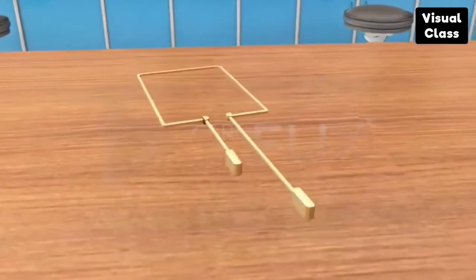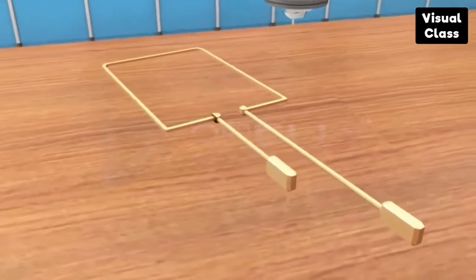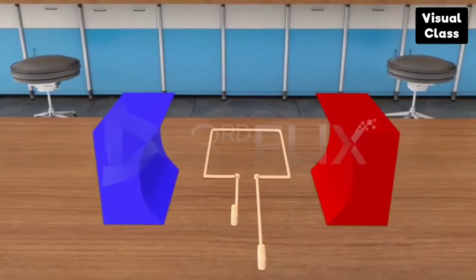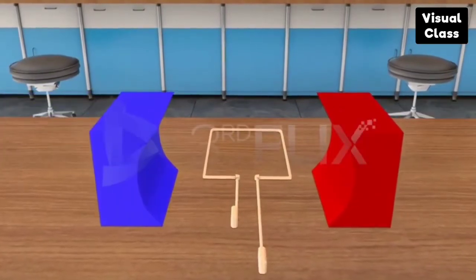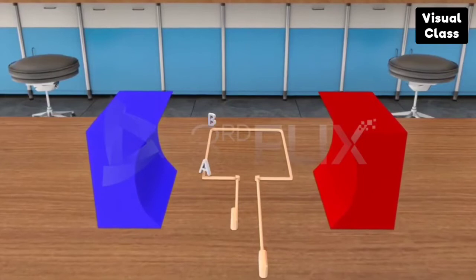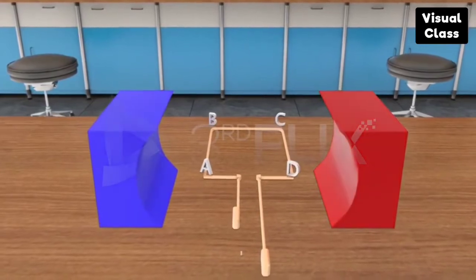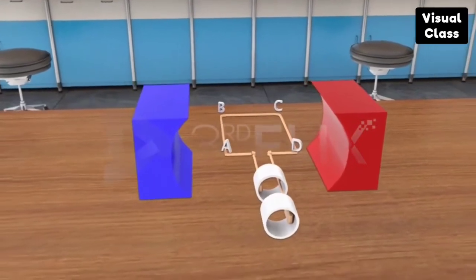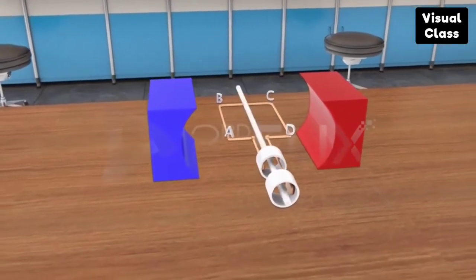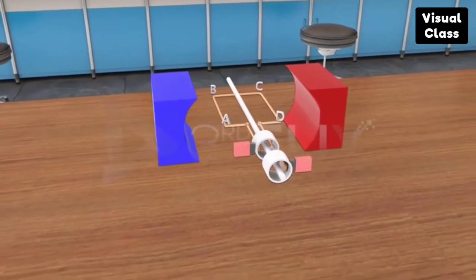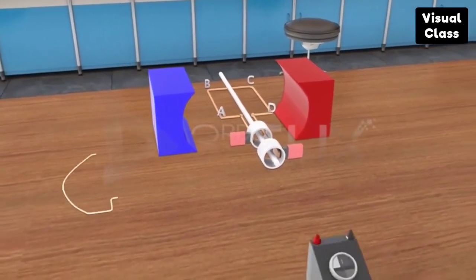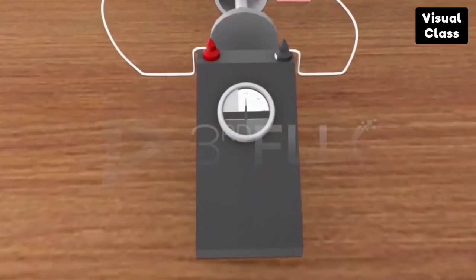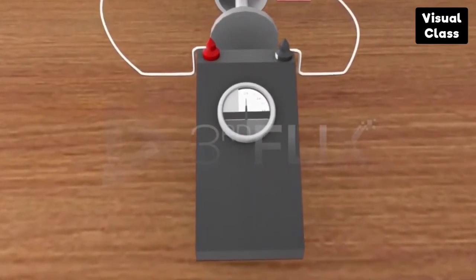Consists of a rectangular coil of insulated copper wire. The coil is placed between the poles of a strong magnet such that the magnetic field is perpendicular to its arms AB and CD. The ends of the coil are connected to two rings which are separate from each other but are mounted on the same axle. Two carbon brushes on the outer side of the rings connect the coil to the galvanometer. A galvanometer is an instrument that can detect the presence of current in a circuit.